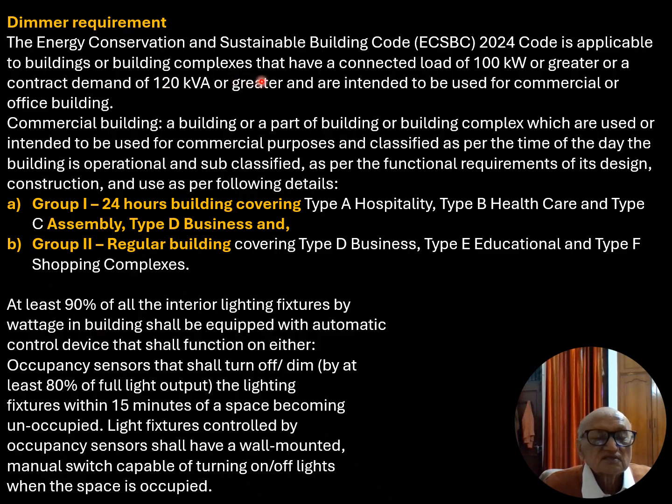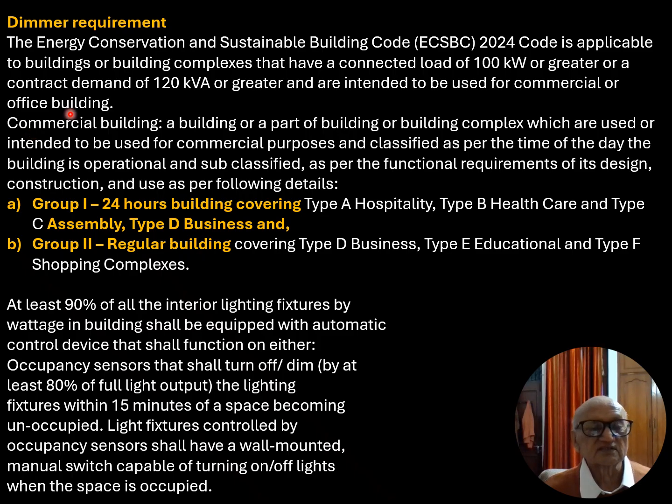Earlier, this type of load would come in air conditioned buildings. This is a very important code of India, without which no building using more than 100 kilowatt can be erected in India. You have to take permission from the ECSBC department, that is, the Bureau of Energy Efficiency. They have defined that this code is applicable in both cases, 100 kilowatt load or commercial building.